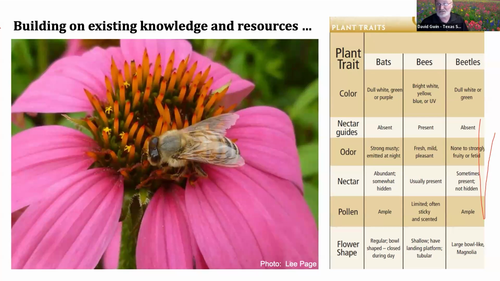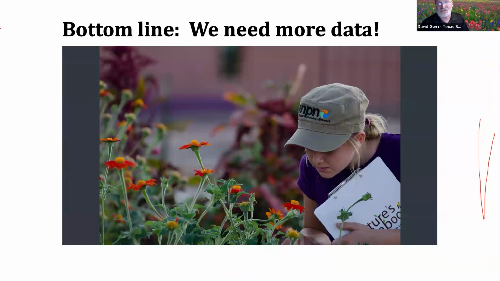Or does that mean something else is stepping in to address that niche? And then what happens to the pollinator if it's unable to gather that pollen or those resources to further its life cycle? Those are the kinds of questions we're grappling with. And the bottom line is we just need more data. And that's what brought this project forward. And that's where I'm going to go next in this presentation.